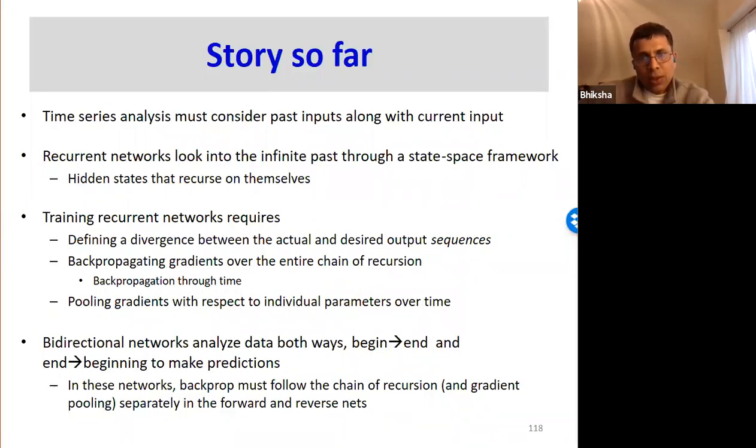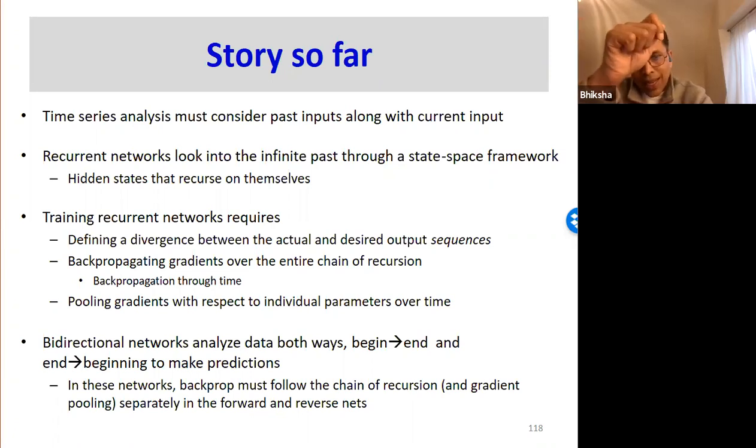So here is the story so far. Time series analysis must consider past inputs along with the current input. Recurrent networks look into the infinite past through a state space framework. These are through hidden states that recur on themselves. Training recurrent networks requires defining a divergence between the actual and desired output sequences and backpropagating gradients over the entire chain of recursion, which is backpropagation through time, followed by pooling of gradients with respect to individual parameters over time.